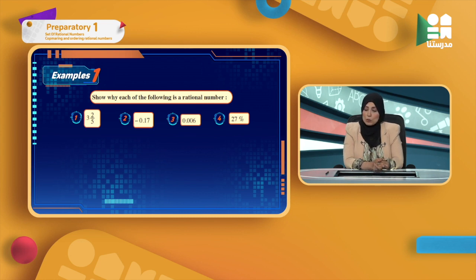The last one, 27%. The percentage sign means over 100. So I can write it as 27 over 100. And as you can see, 27 and 100 are both integers. So here we have the answer.